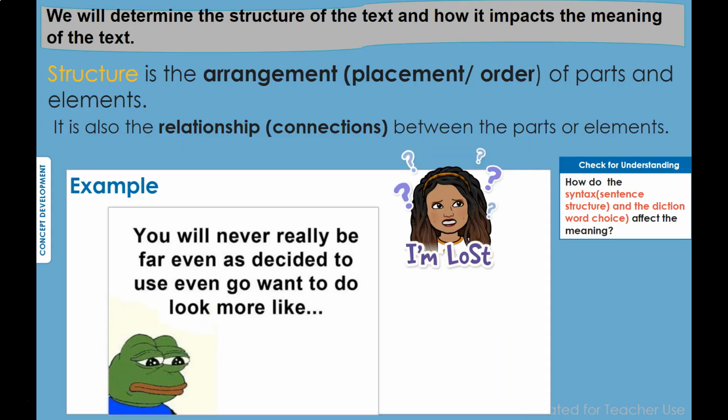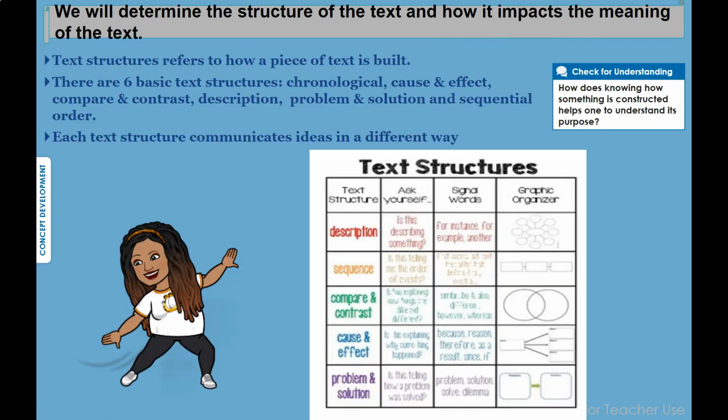Ready? All right. So again, when we're talking about structure, we're talking about the arrangement, the place, the order of parts and elements. For the sake of our class, we're talking about the order and the placement of the text. And that includes the words. That includes syntax, which is the order of the sentence. That includes the paragraph, the order, and the placement of the paragraph within the text. We're talking about sections. We're talking about the whole entire text. Okay? Alrighty.